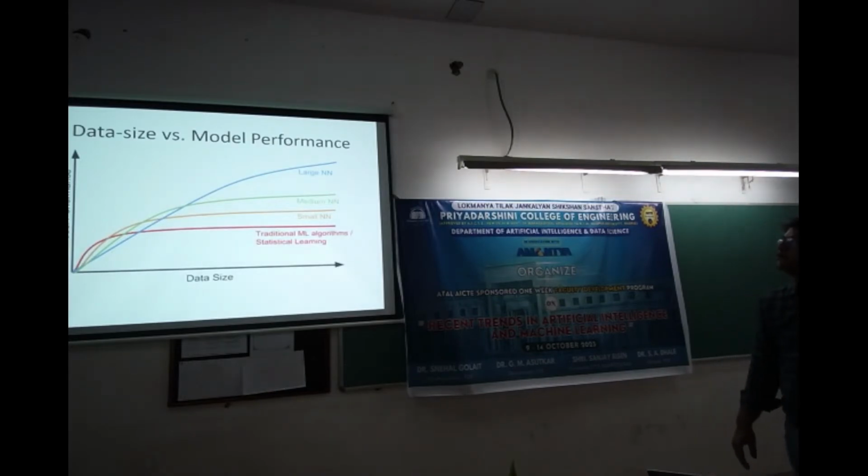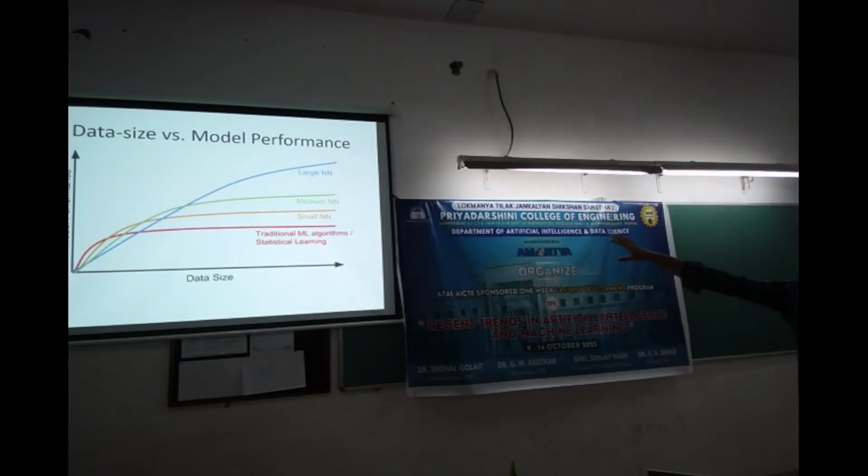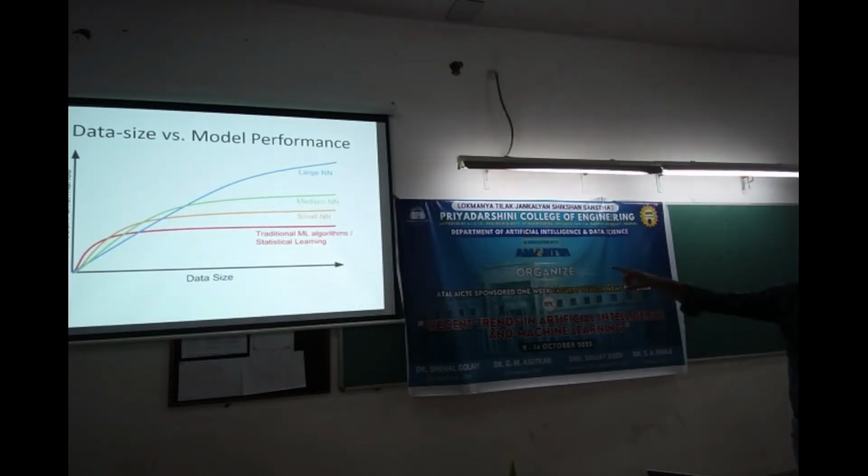So this was the difference between a small neural network and a deep neural network, and it is a plot of data size versus model performance. The deep model performs well only when the size of the data is very large. Otherwise, traditional ML algorithms outperform deep neural networks.